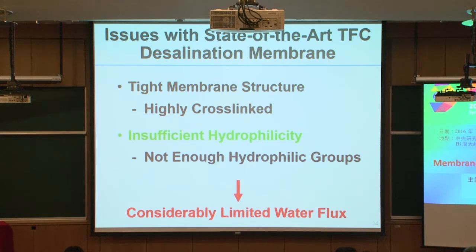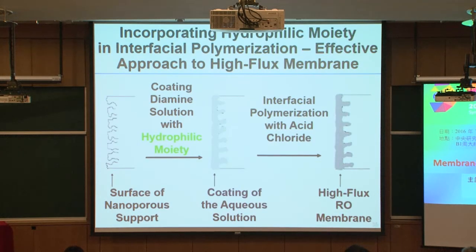Right. So when we started this project, we recognized the available membrane has a very tight membrane structure and is highly crosslinked. The key problem is insufficient hydrophilicity. It means that there are not enough hydrophilic groups in the membrane. Therefore, the water flux was quite limited. So what we did is we introduced a hydrophilic moiety into the membrane structure. This is made through the so-called interfacial polymerization, which was invented by Cadotte at Dow Chemical. Our contribution here is that, during the interfacial polymerization, we incorporate a hydrophilic compound in the amine solution.